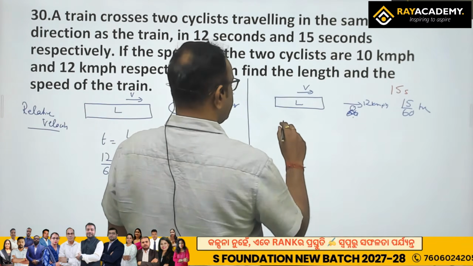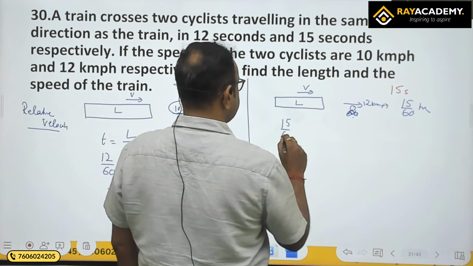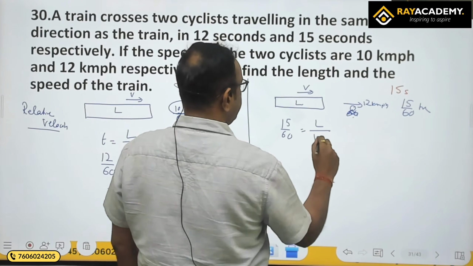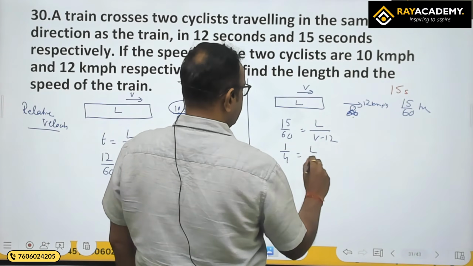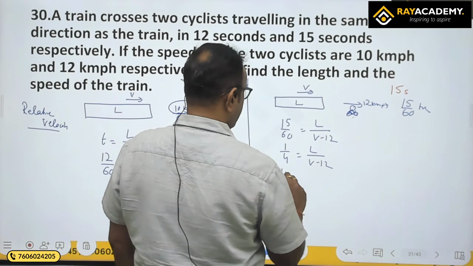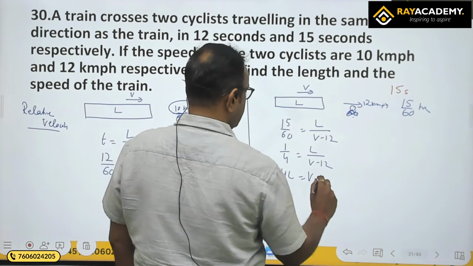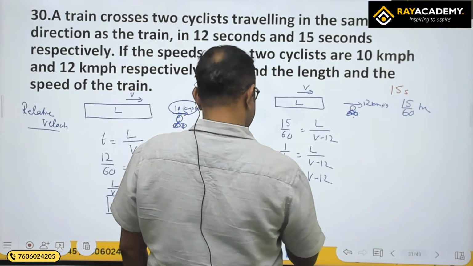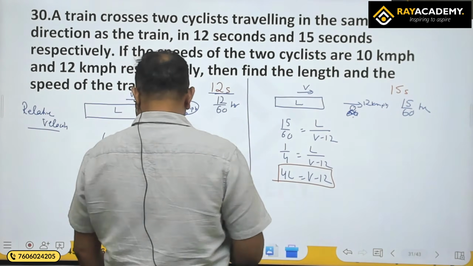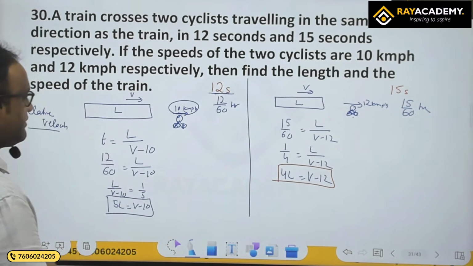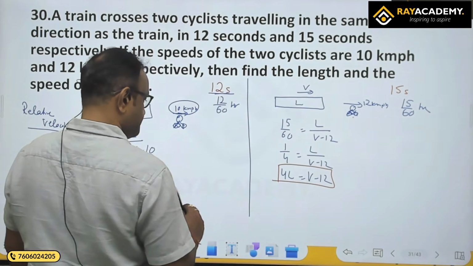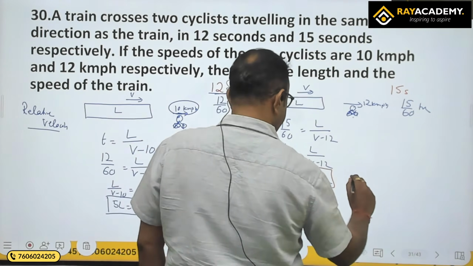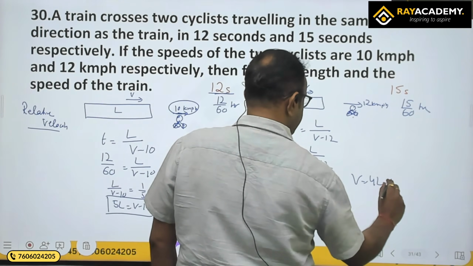Similarly here, 15 by 60 equals L by V minus 12. So you can say 1 by 4 equals L by V minus 12. So 4L equals V minus 12. These are the two equations. If you solve this, you can get the value of V and L. So let's say you can write V equals 4L plus 12.